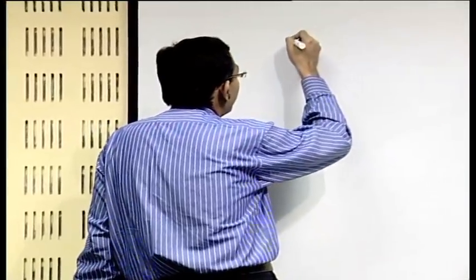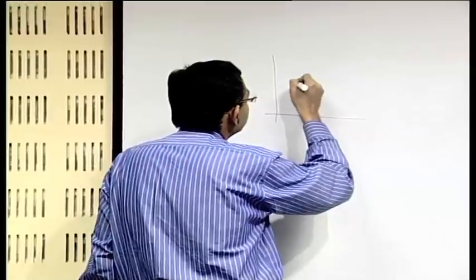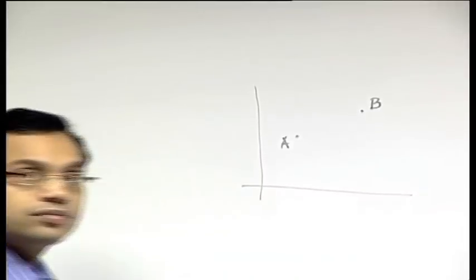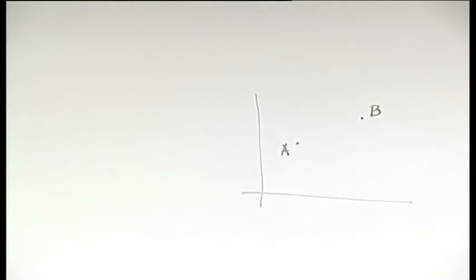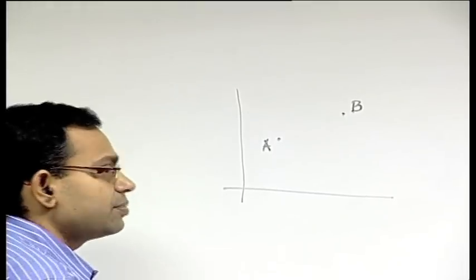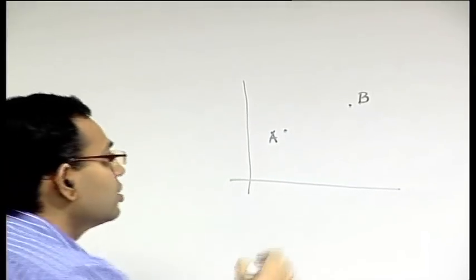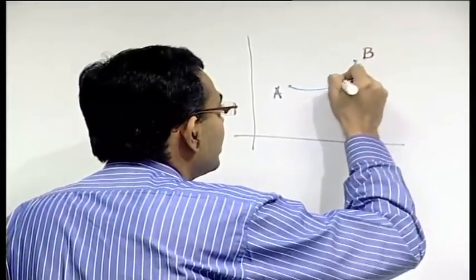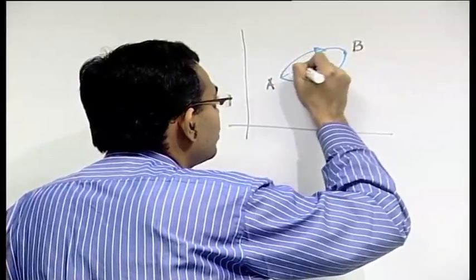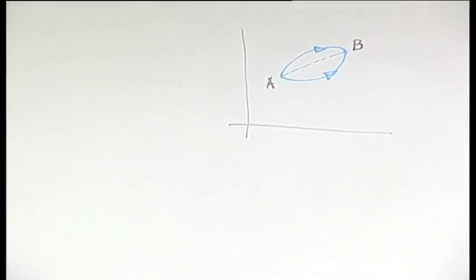Let us say that you have 2 points A and B. The objective is to find out a path that is the least distance between A and B. You can go from A to B in various ways. This may be one path, this may be another path, and of course all of us know that the straight line path is the shortest path. But how can we formally pose this problem?